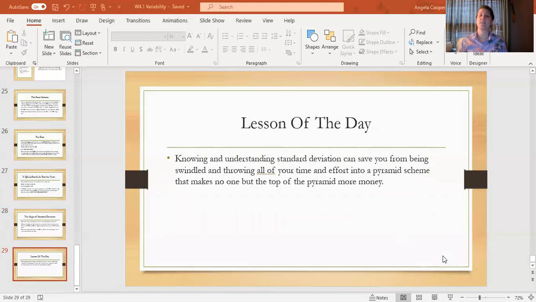Cool. So the lesson of the day is knowing and understanding standard deviation can save you from being swindled by people you went to high school with 20 years ago, by throwing all your time and effort into this pyramid scheme that's not really going to make you more money. Maybe some people make money, and you could be that $1,000 person, but you're more than likely not going to. So don't do it. Well, I mean, I'm not going to tell you what to do, but essentially, anywho.